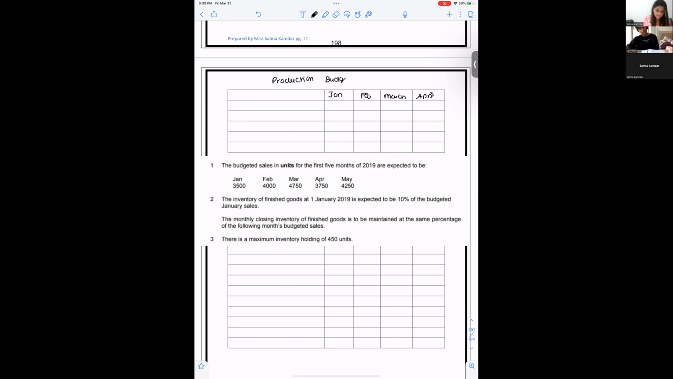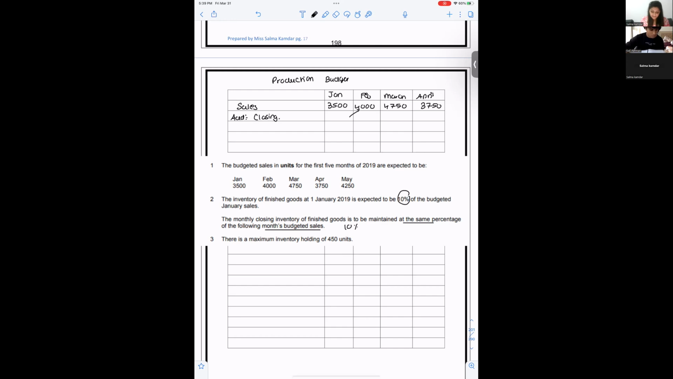Budgeted sales is how much? Jan 3,500, 4,000, 4,750 and 3,750. Then what will I add? You add the closing. Closing inventory is maintained at the same percentage of the following month's budgeted sales. That means 10% of the next month's sale.